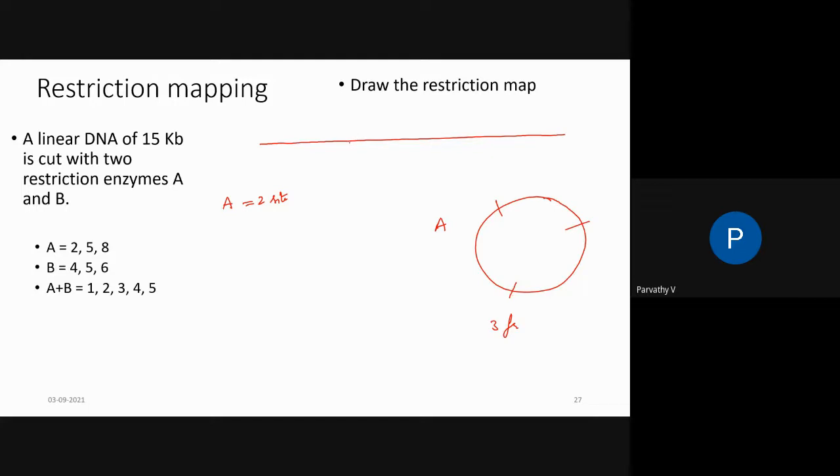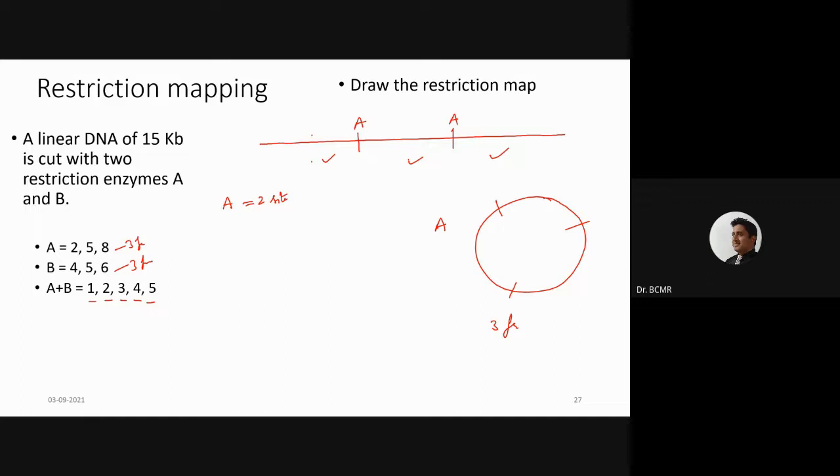But if it is linear, you just need 2 sites to make it into 3 fragments like this, right? So if it is linear, it must be 2 sites, A and A. And for B, also it will give rise to 3 fragments. This is also 3 fragments, right? 1, 2, 3, 4, and 5 sites you get. So how do we do that?